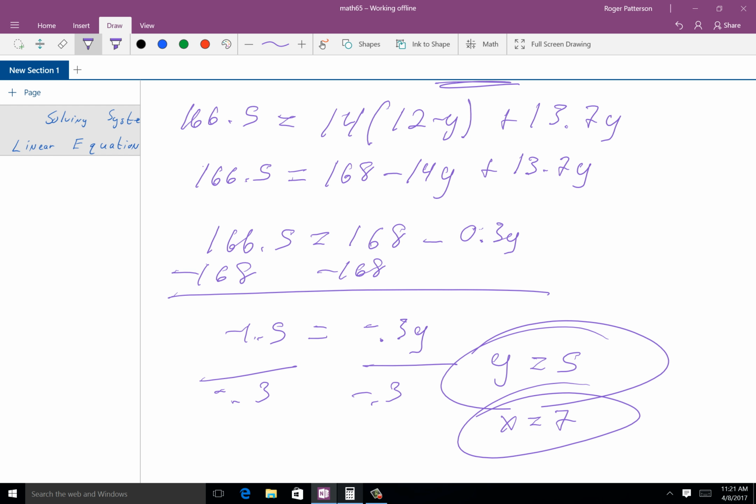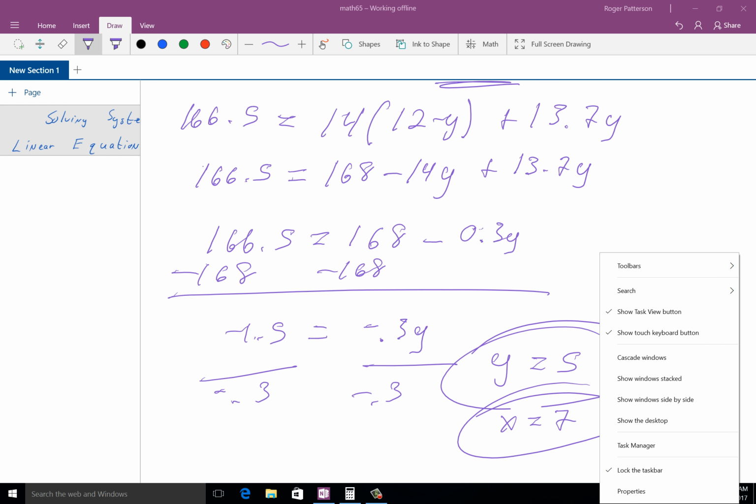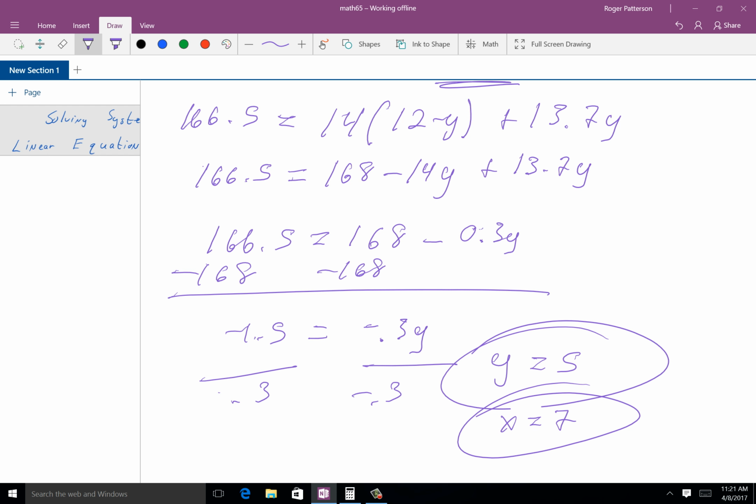Hold on, so the second part where it says negative, is it 1.5 equals negative 0.3? Yeah. So that's where I'm confused. How do we get 1.5? 166.5 minus 168.